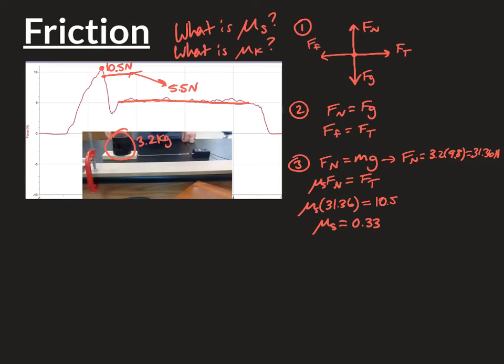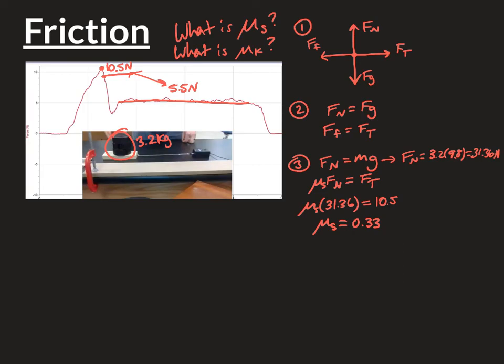Now, for a coefficient of friction, there is no units because I just divided force by force, which divides newtons by newtons, and those units divide out. So this is just a number describing how rough are the two surfaces that are trying to slide together. So that's the static friction coefficient.